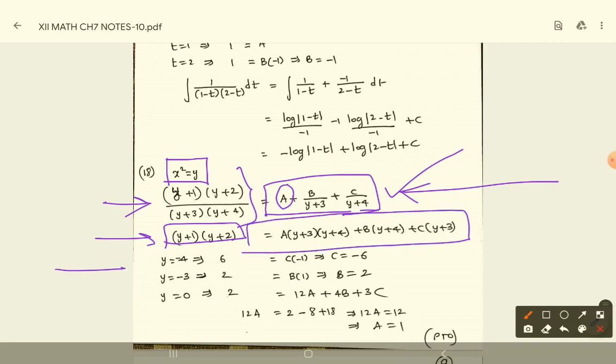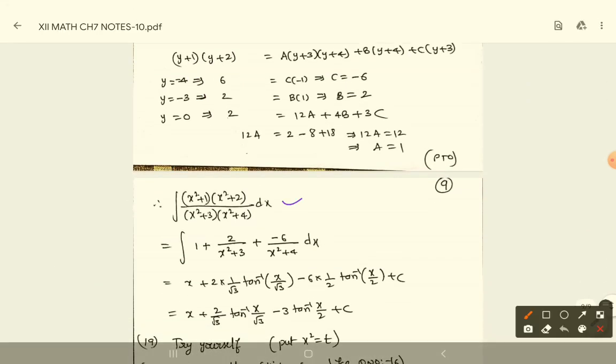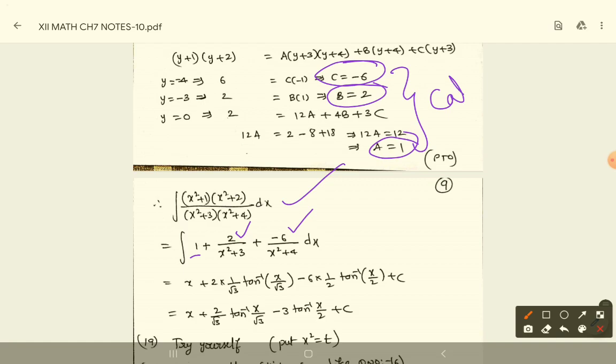In this we have to substitute y values, the simplest and most convenient values for simplification. So y is equal to minus 4, y is equal to minus 3, y is equal to 0. Substitution has been done, so the c value, b value and a value, all three we got. Once we get the abc values, substitute them in this. A is 1, b is 2, c is minus 6. How we got this means calculations that you have to do.